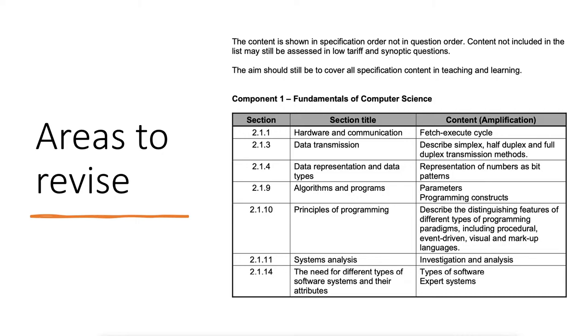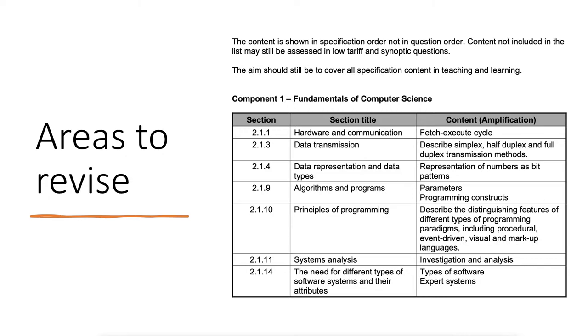And also we've got algorithms and programs. So that covers mainly parameters and parameter passing and programming constructs. So our three main programming constructs that we need to know. We have principles of programming. So describe the distinguishing features of different types of programming. So that covers procedural, event-driven, we've got visual and markup languages.